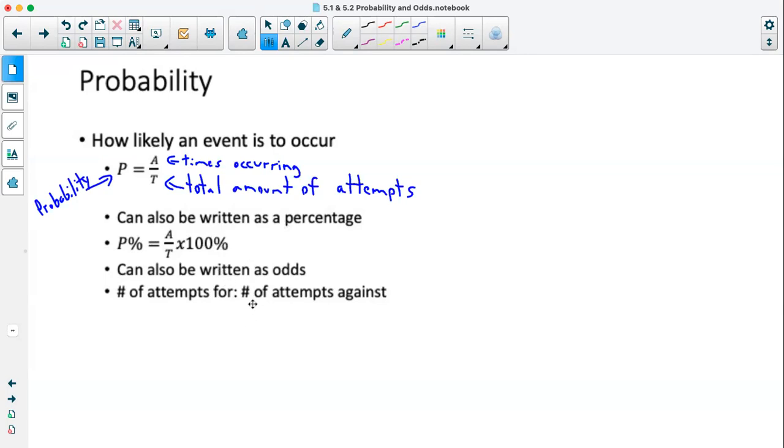It can also be written as odds, which is our number of attempts for versus attempts against. So how many times did we get what we wanted versus how many times what we didn't want happened.